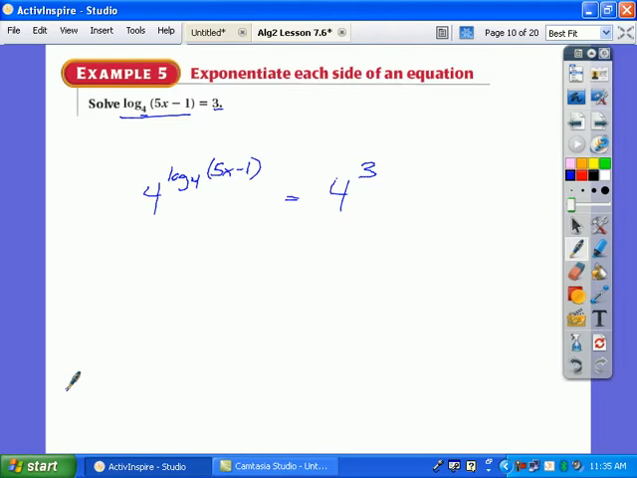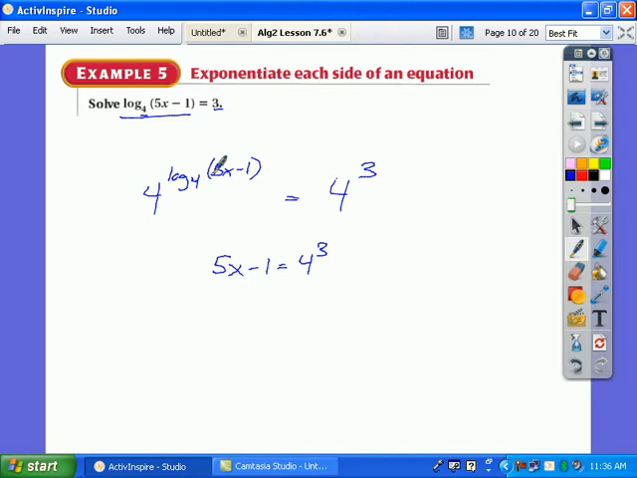But why did I choose 4? The answer is because I want whatever this base is here to be my new base. The reason is because 4 to the power log base 4 just cancels out. And so we're left with 5x minus 1 equals 4 to the third power. And that is a linear equation.